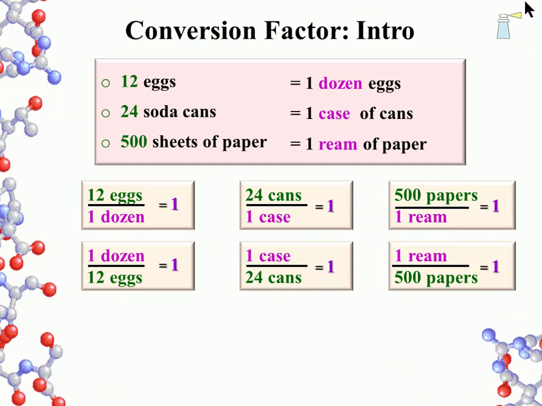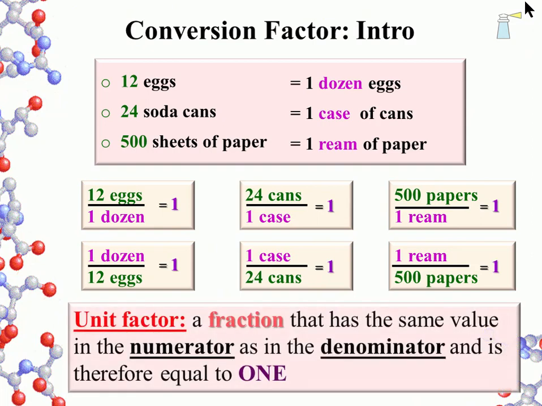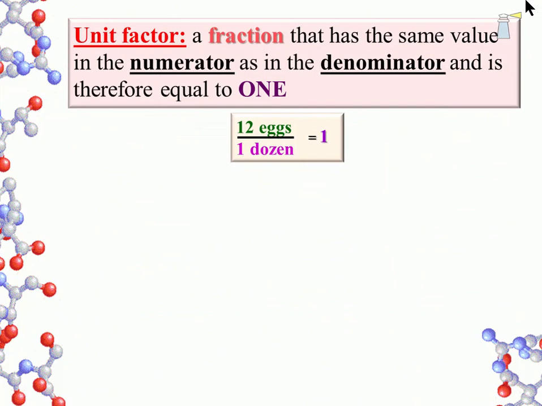These conversion factors are known as unit factors. A unit factor is a fraction that has the same value in the numerator as in the denominator and is therefore equal to 1. It will be helpful to describe the construction of a unit factor, since unit factors in conversion surround the use of the mole.